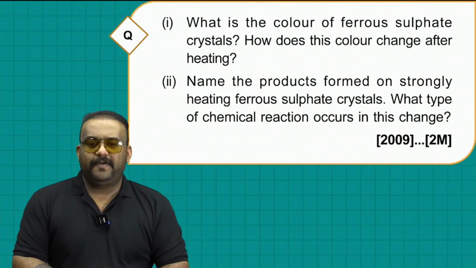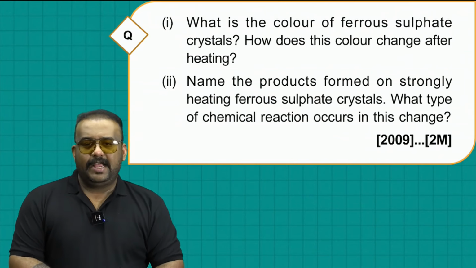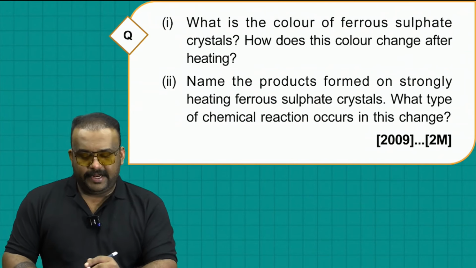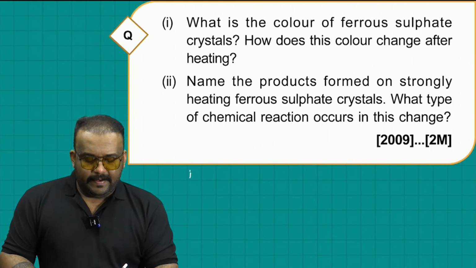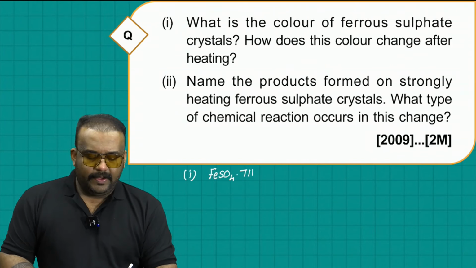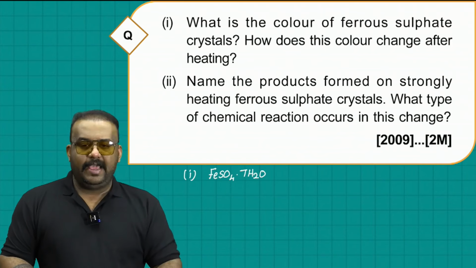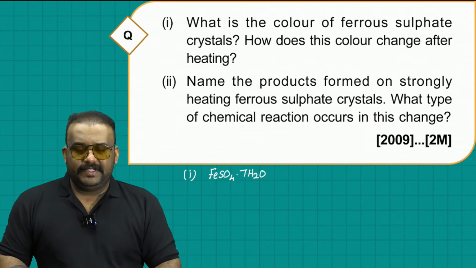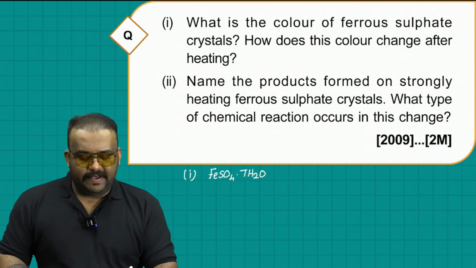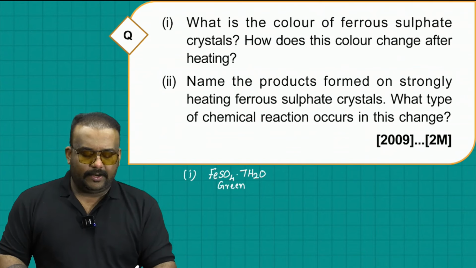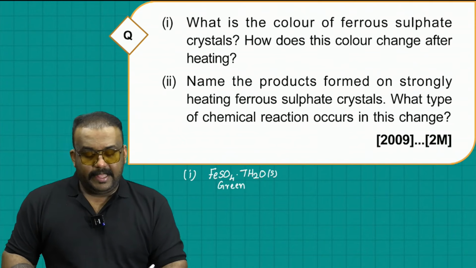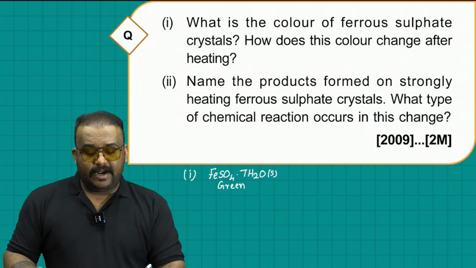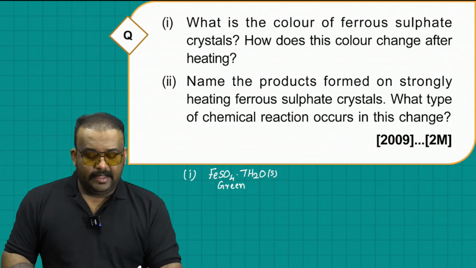What is the color of ferrous sulfate crystals and how does this color change after heating? See, ferrous sulfate crystals, when they specifically mention that name, you are talking about ferrous sulfate heptahydrate, which is FeSO4.7H2O. And this is a pale green colored salt. And they asked, how does this color change after heating?